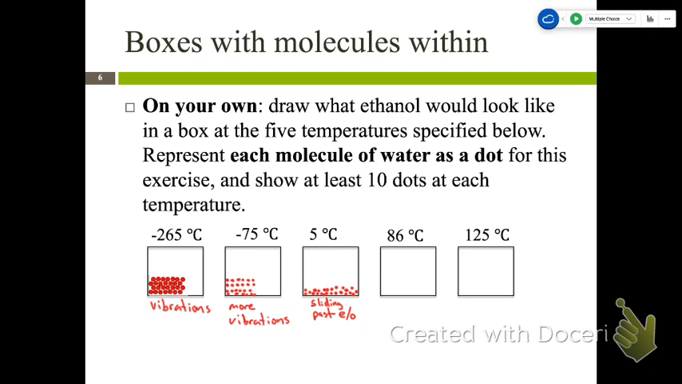Okay, so can I have someone help describe, a new voice, for what we're going to see at 86 degrees Celsius? What's going to be the same? What's going to be different than 5 degrees Celsius? Sarah? So coming from 5 degrees, it's on the bottom, but since it's getting warmer, some of the molecules are going to start going up. What do you mean going up?